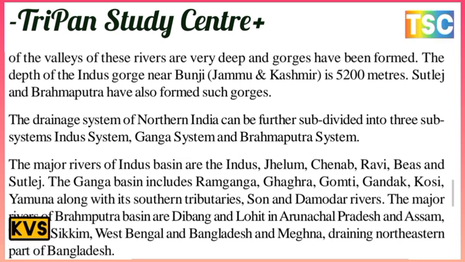The Ganga basin includes the Ramganga, Gandak, Gomti, Ghaghara, Kosi, and Yamuna, along with their southern tributaries, the Son and Damodar. The major rivers of the Brahmaputra basin are the Dibang and the Lohit in Arunachal Pradesh and Assam, and the Tista in Sikkim and West Bengal. In Bangladesh, the Meghna joins in the northeastern part of Bangladesh.